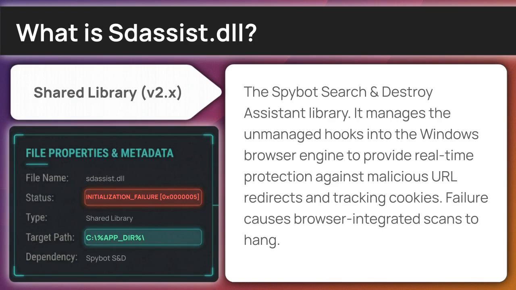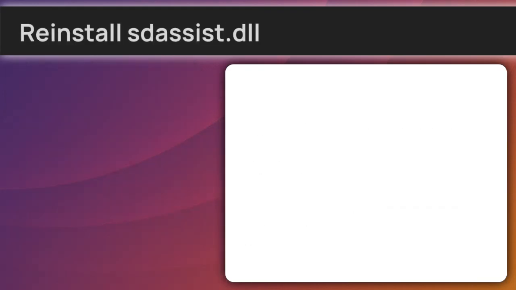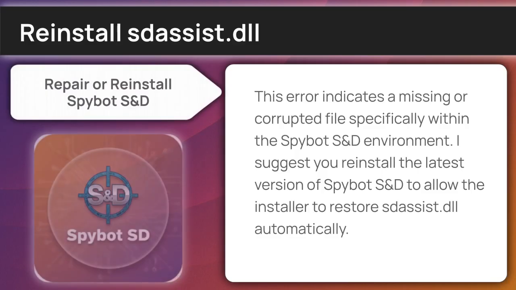Now that you know how the file works, let's focus on the how and fix the issue. This error indicates a missing or corrupted file specifically within the Spybot S&D environment. I suggest you reinstall the latest version of Spybot S&D to allow the installer to restore SD Assistant Library DLL automatically.